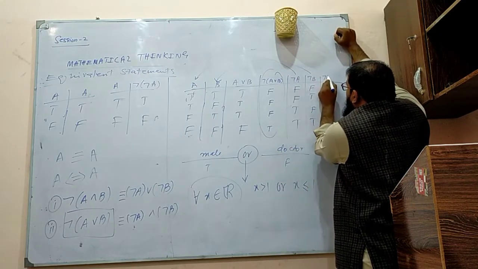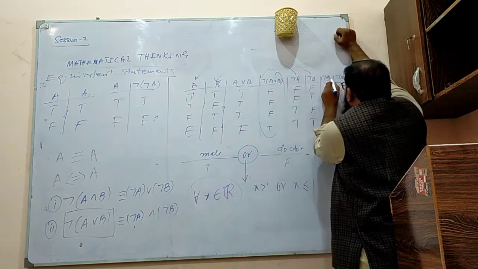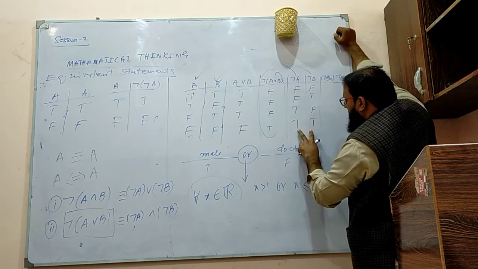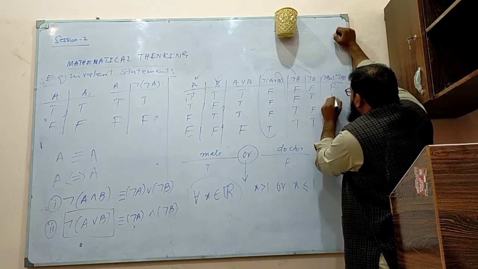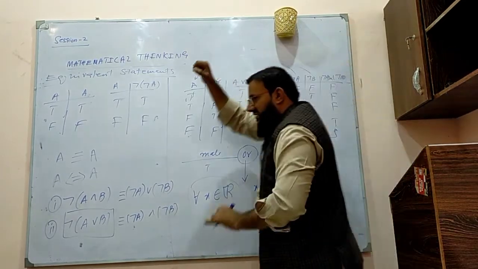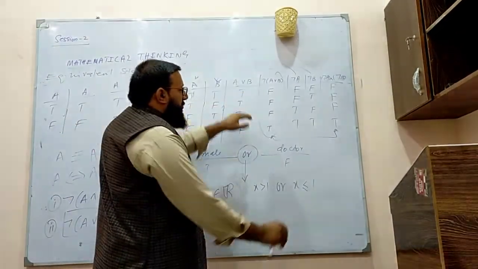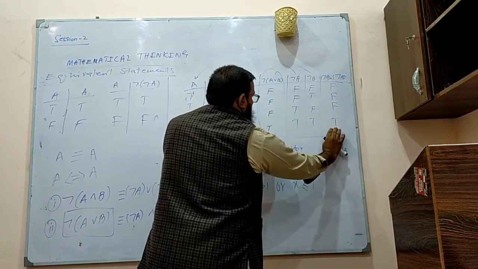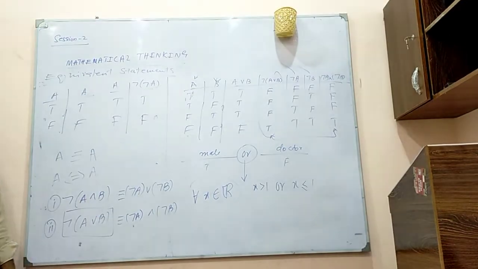Now what you have to do, you have to take their and. Whenever you are doing this and, then you have to find two statements which are true and write true. Remaining are false. Is this column equivalent to this? Yes. If it is, then statements are equivalent. You can see in these two columns, false, false, false, true. So these two statements are going to be equivalent statements.